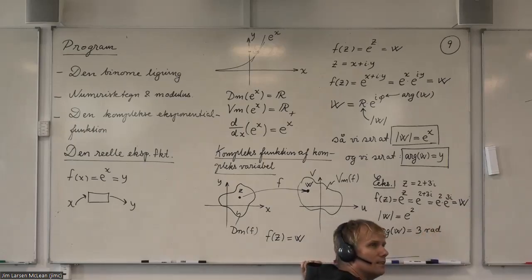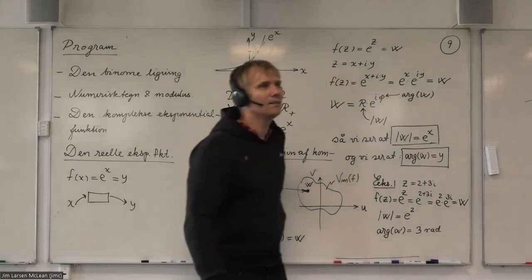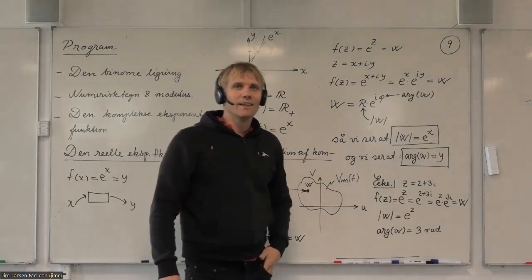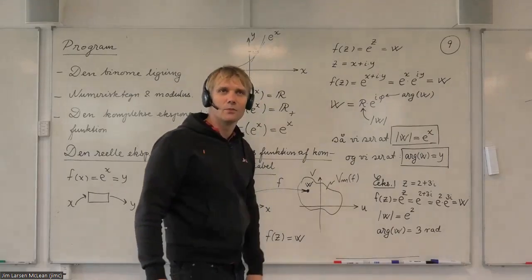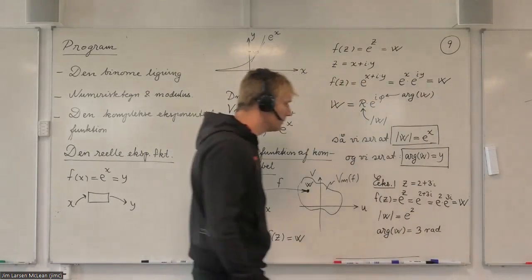And 1 radian is 57.296 degrees, if I remember correctly. Now you just multiply that by 3. It could be tricky to do that. 3 times 57.296. So we can go ahead and draw the output.